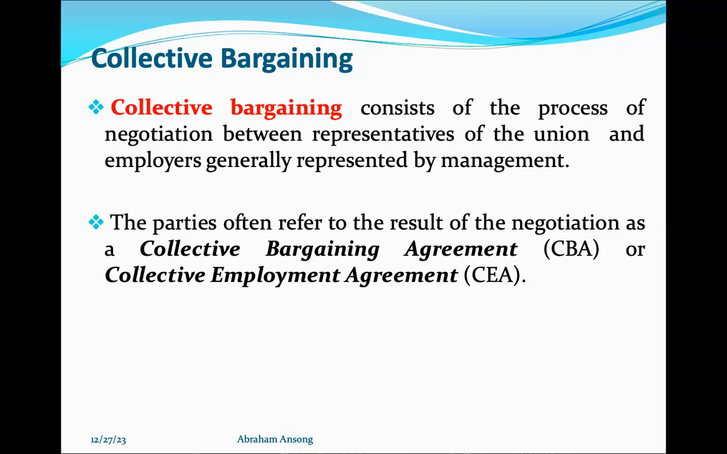All right. So the working conditions will normally be determined through the process known as collective bargaining. We have unions representing employees. Then we have employers normally represented by management. There will be a series of meetings, negotiations and discussions to reach some level of agreement with regard to the working conditions. All right. So finally, when an agreement is reached after the negotiation, that document is known as a collective bargaining agreement or collective employment agreement.